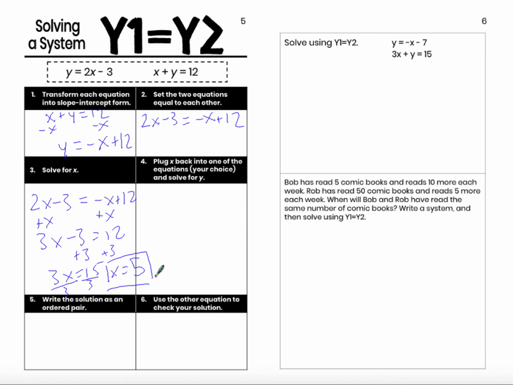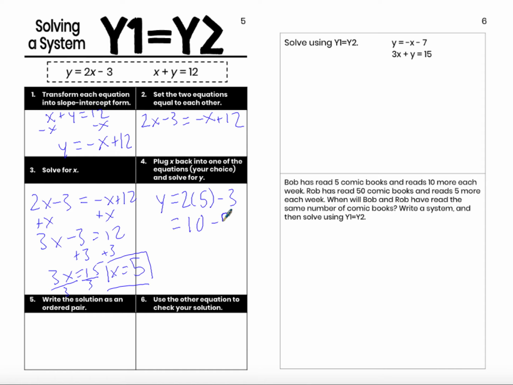That is only half of my answer. I have the x value of the ordered pair, now I need the y value. I can plug x back into either equation. In this case, I would choose this one since it's already solved for y. Y is by itself on the left-hand side, making it the easiest choice to solve for y. So y equals 2 times 5 minus 3 since x equals 5.